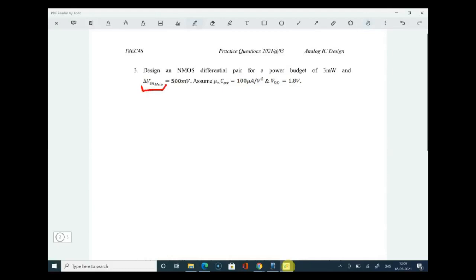So delta V in max. What do you mean by delta V in max? It's the difference between the V in 1 and V in 2. Yeah. So delta always represents a small change, right? Yes, sir. So what the meaning of this is the maximum differential input. So this always represents a small signal input. All right. So delta V in max is the maximum differential input I can apply to a differential pair. That is what you should understand from this.